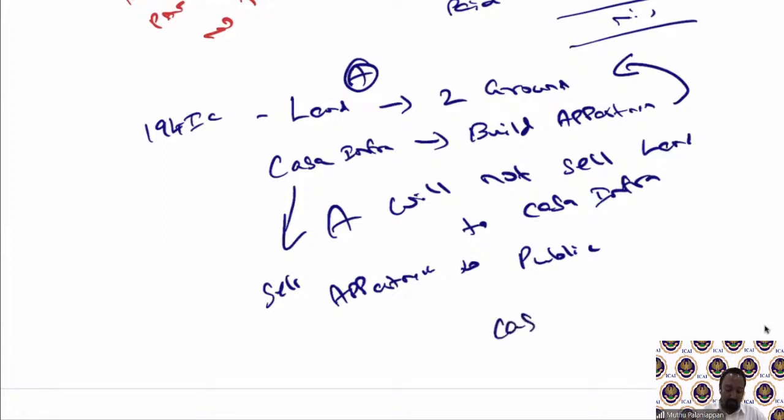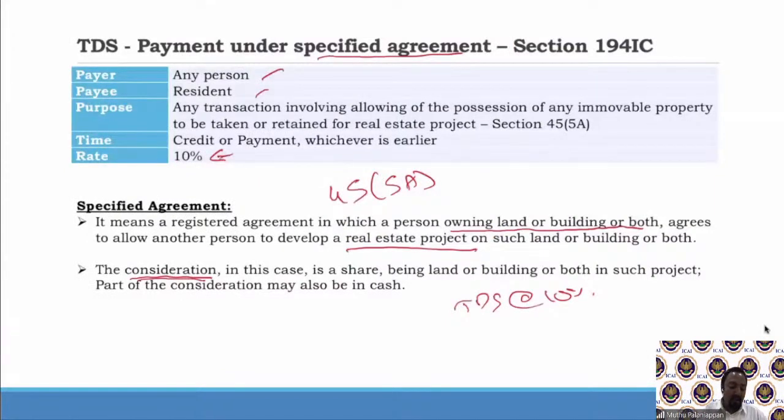So whatever Casa is paying, cash plus property. Let's say Casa says at the end of the project, I'll give you 3 flats plus 40 lakhs cash. So the value of these 3 properties plus 40 lakhs is what is called the consideration here, and TDS will be deducted at 10% on this. So that is 194IC. So after a short break, we'll discuss 194J. So we'll meet after 10 minutes, probably around 8:30.